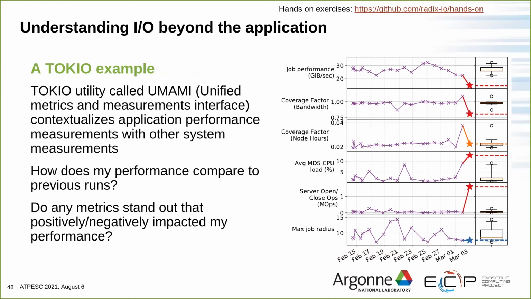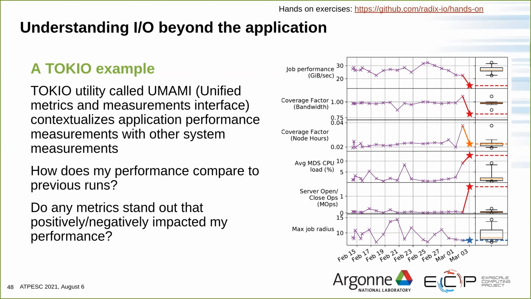One of the utilities that we were able to come up with out of this project was something called UMAMI, which stood for Unified Metrics and Measurements Interface. It was basically a way we came up with to contextualize application performance with other system measurements that we were able to get access to.